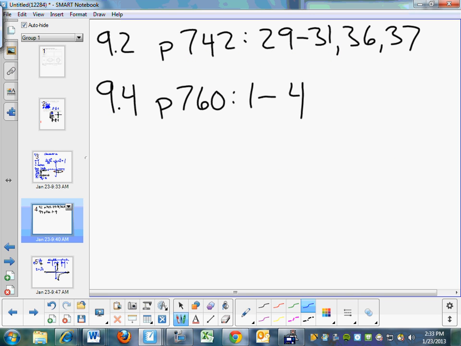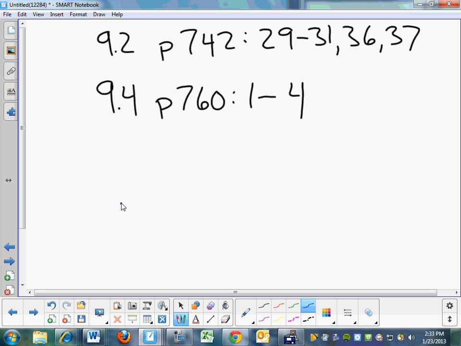Here's what I want you to do. It looks like you have 2 assignments, but you really don't. Okay? These are the shifted ones. So hopefully last night you were able to get through the basic ones. Now you do the shifted ones, and then these are ones where you write equations. So that's what you have.